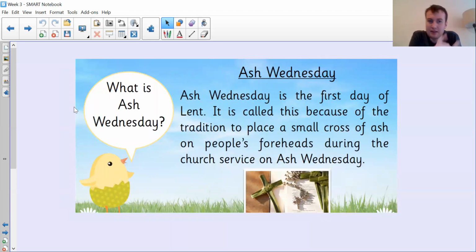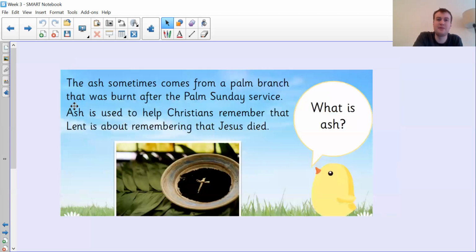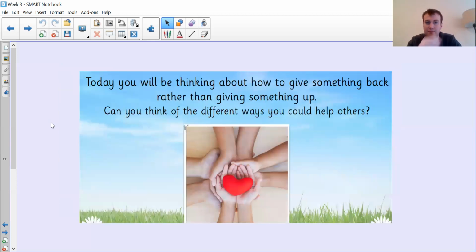Ash Wednesday, remember we talked about, it's the first day of Lent. It's called this because of a tradition where you place a small cross of ash on people's foreheads during the church service. So you go to church on Ash Wednesday, and they put a small cross of ash on your forehead. That's why Christians call it Ash Wednesday. The ash itself normally comes from a palm branch that was burnt after the Palm Sunday service. So palm, like a palm leaf, is quite important to Christians. Ash is used to help Christians remember that Lent is about remembering that Jesus died.